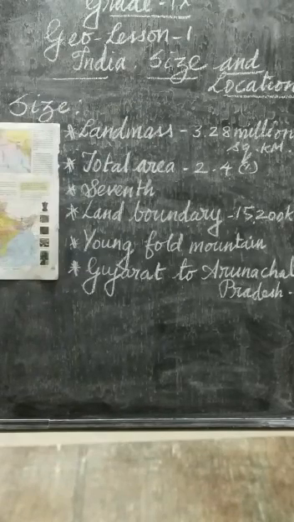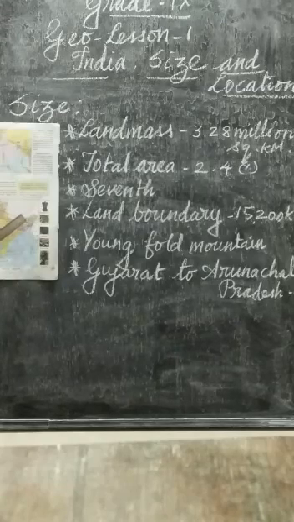Students, do you know the north-south extent of the mainland of India? No? See, the north-south extent of the mainland of India is 3,214 kilometers. The east-west extent of the mainland of India is 2,933 km. India is bounded by the Fold Mountains in the northwest, north and northeast.